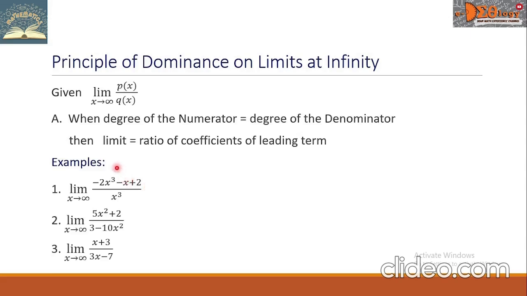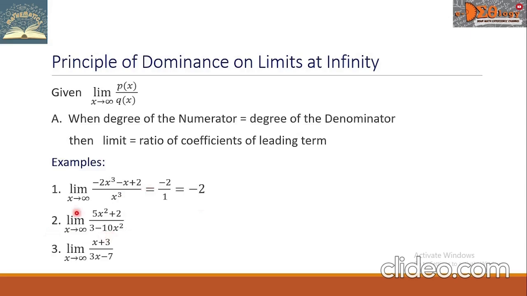In the numerator, the leading term is the negative 2x cubed. So the coefficient is negative 2. In the denominator, there is only one term. That is the leading term itself. Therefore, the ratio is negative 2 over 1, which we can simplify as negative 2.